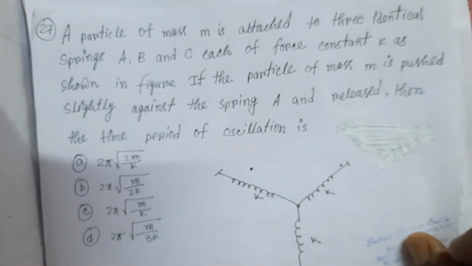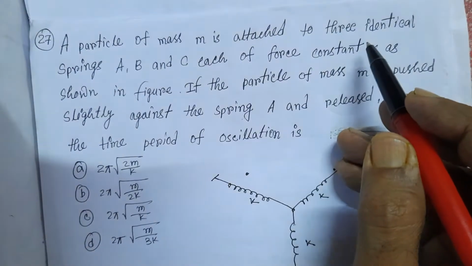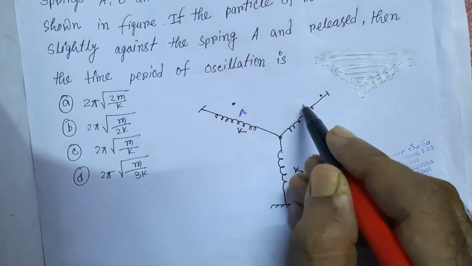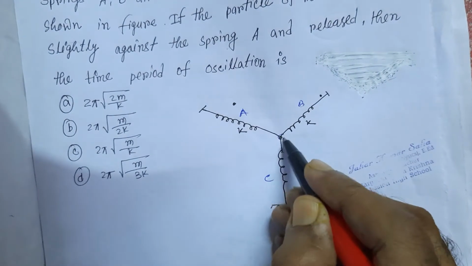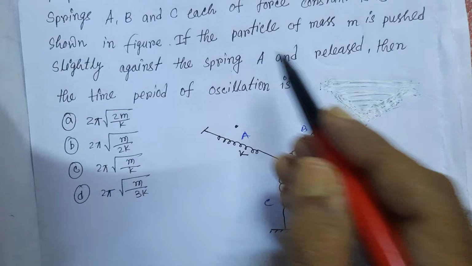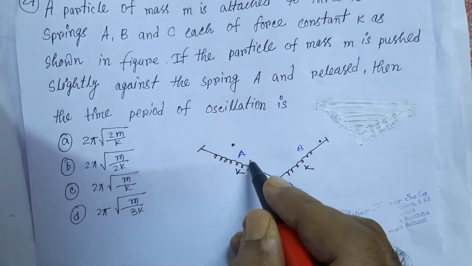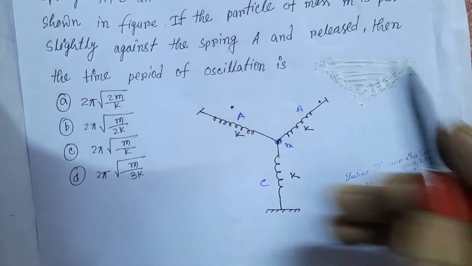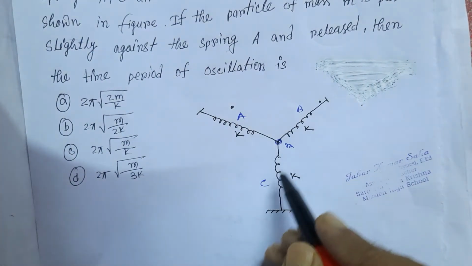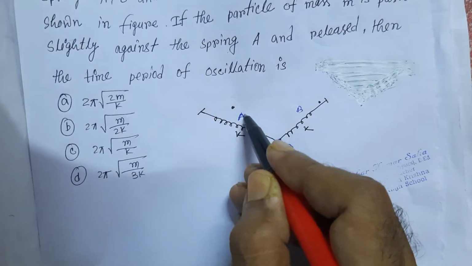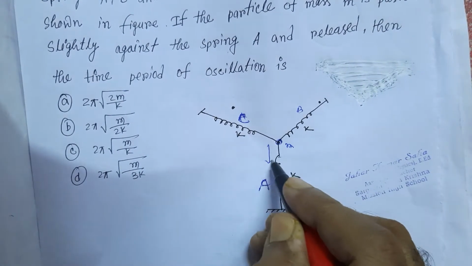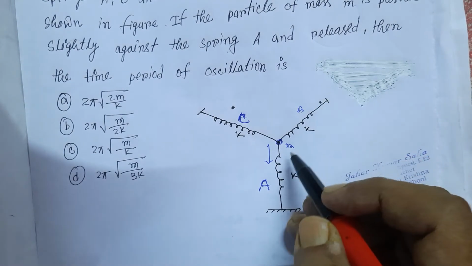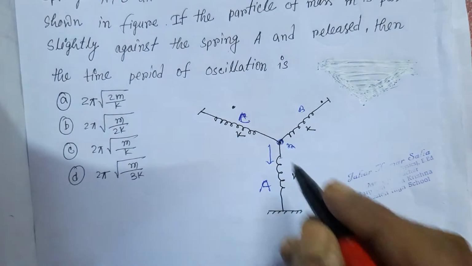A particle of mass m is attached to 3 identical springs A, B and C, each spring having force constant k. If the particle of mass m is pushed slightly against the spring A, this is A, this is B, this is C, and released, then the time period of oscillation is. Then we have to calculate the time period of oscillation.